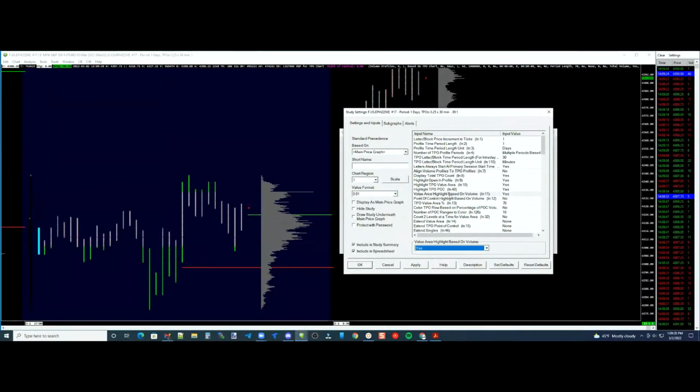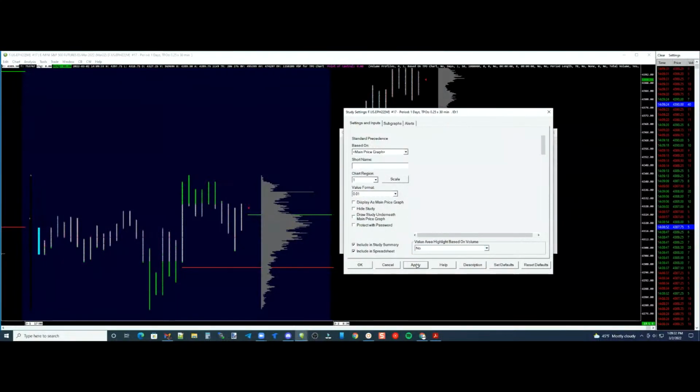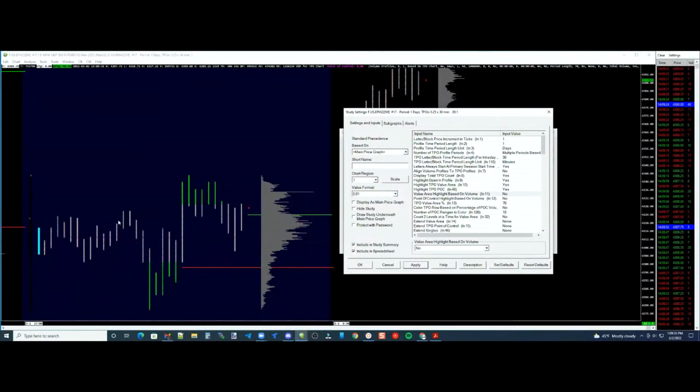Value area highlighted based on, watch when I change this to no. So see how the green shifted down, the gray shifted down. The gray is actually, I think the green might be the value. But see how it shifts? It's basing value upon where you spent the most time. You will never convince anyone that has two brain cells that just because you spend time in an area, it matters more than where you actually traded volume.